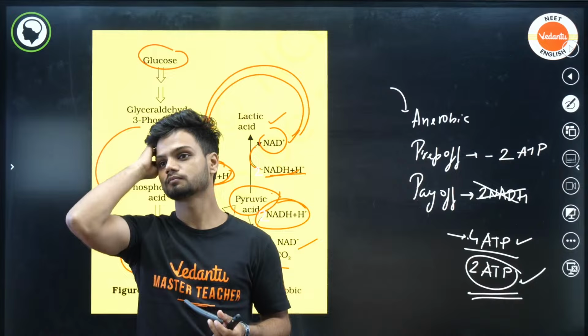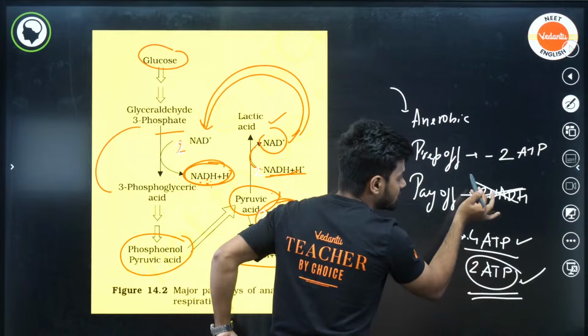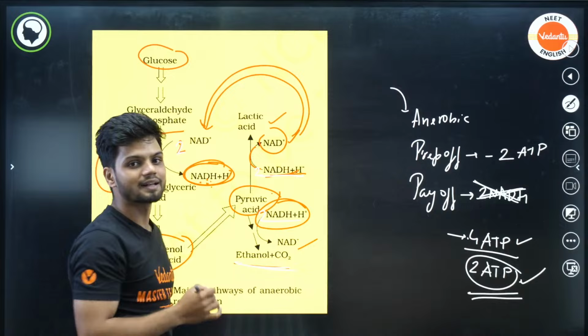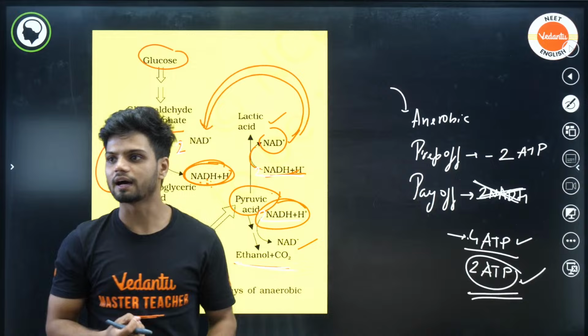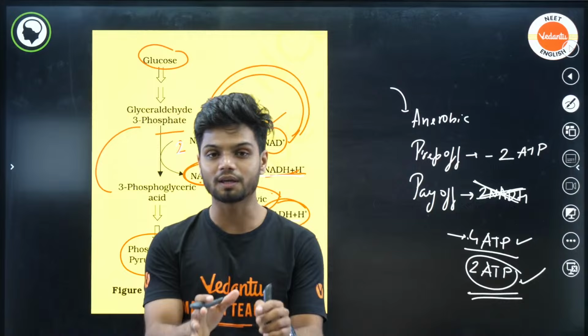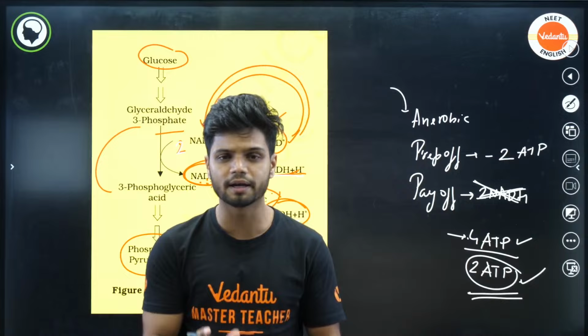Remember, in the case of your anaerobic respiration, the NADH is getting consumed completely. In your lactic acid as well as your ethanolic fermentation, the NADH is getting consumed. Why? Because it is acting as a reducing agent. It is getting consumed completely, and we only have 2 ATP left. Students, trust me, any doubt you can ask me right now. If you do not have any doubt, watch the session again tomorrow in 2x speed. If you have any doubt, you can always ask me.